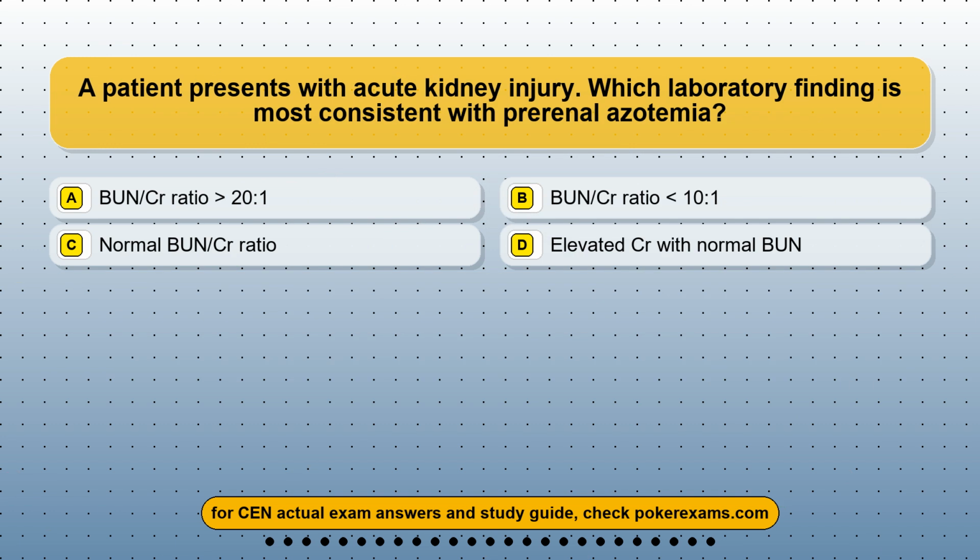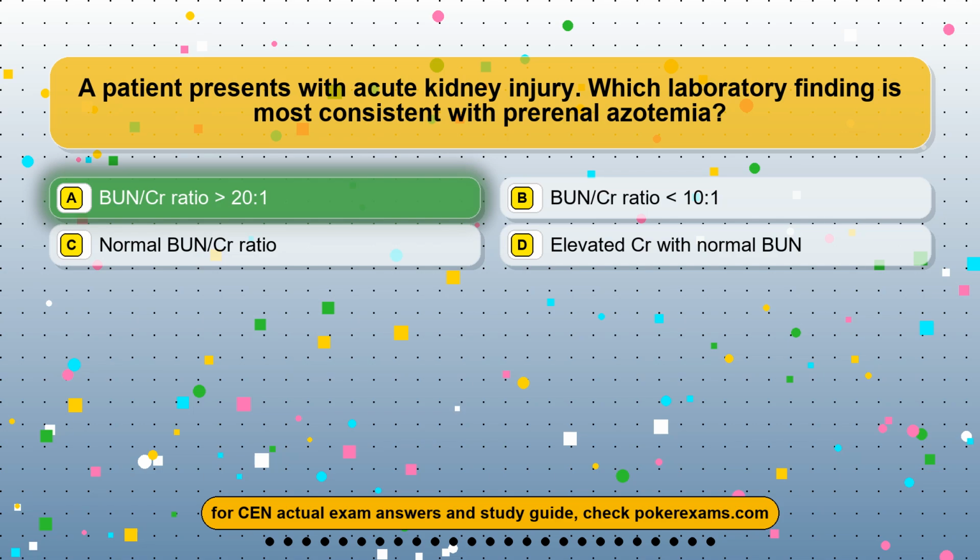Question 17. A patient presents with acute kidney injury. Which laboratory finding is most consistent with prerenal azotemia? Option A, BUN/CR ratio 20:1. Option B, BUN/CR ratio 10:1. Option C, normal BUN/CR ratio. Option D, elevated CR with normal BUN.